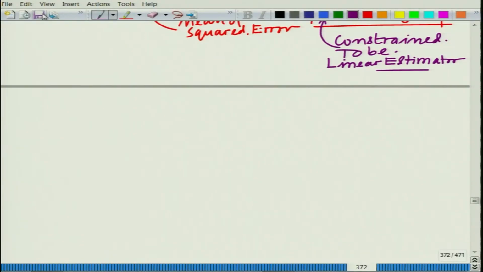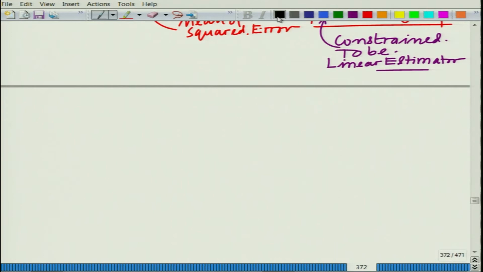And as I have already said, the linear MMSE estimator is frequently used in practice because it can be determined relatively easily, especially when the input output model is linear, as we are going to see shortly, as we go through these modules. We are going to see how to determine the linear minimum mean squared error estimator. Now, the general linear minimum mean squared error estimate can be found as follows.